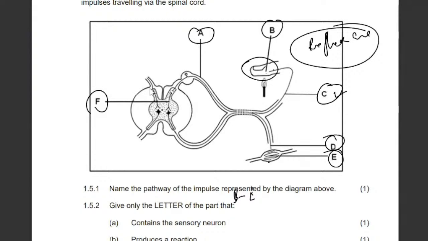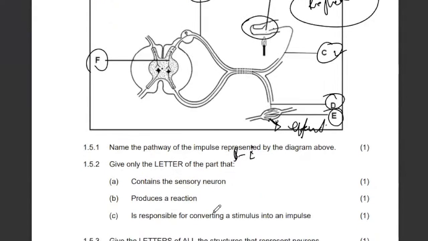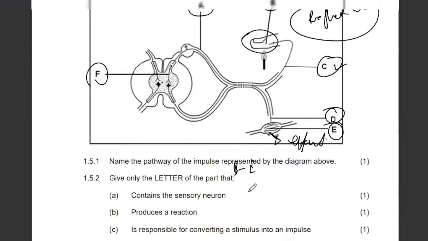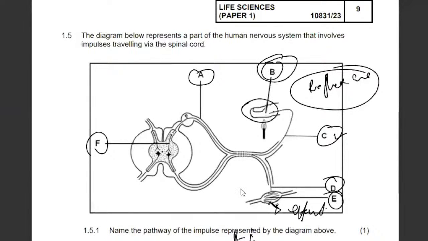Then they are saying give only the letter of the part that produces the reaction. So this is the one which produces the reaction or the effect. That's why it's called the effector. So it brings about the reaction. And then you're saying which is responsible for converting the stimulus into a nerve impulse. So it converts the stimulus into a nerve impulse. So the answer becomes B. You understand why? Because it converts.